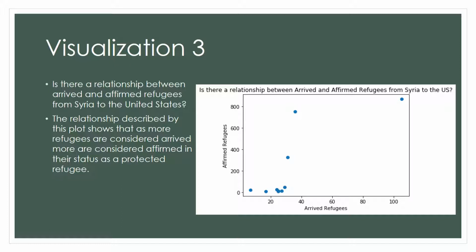Visualization 3. Is there a relationship between arrived and affirmed refugees from Syria to the United States? The relationship described by this plot shows that as more refugees are considered arrived, more are considered affirmed in their status as a protected refugee.